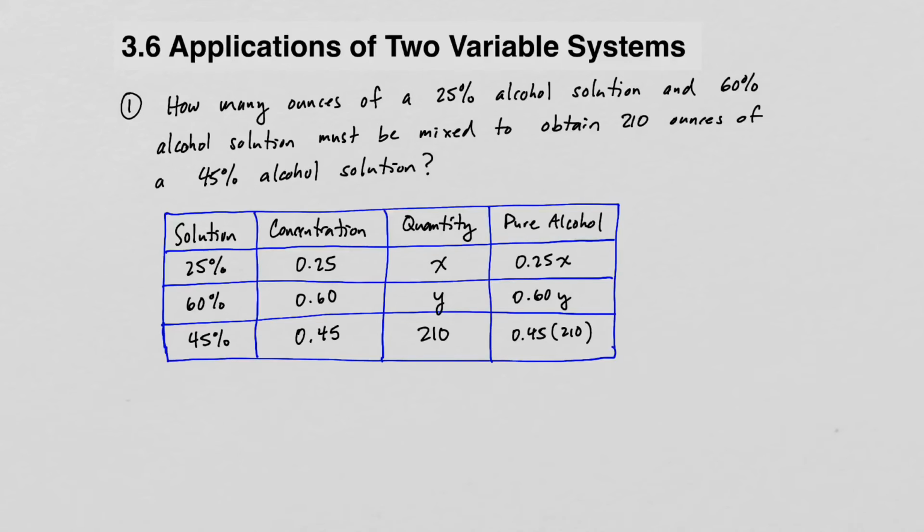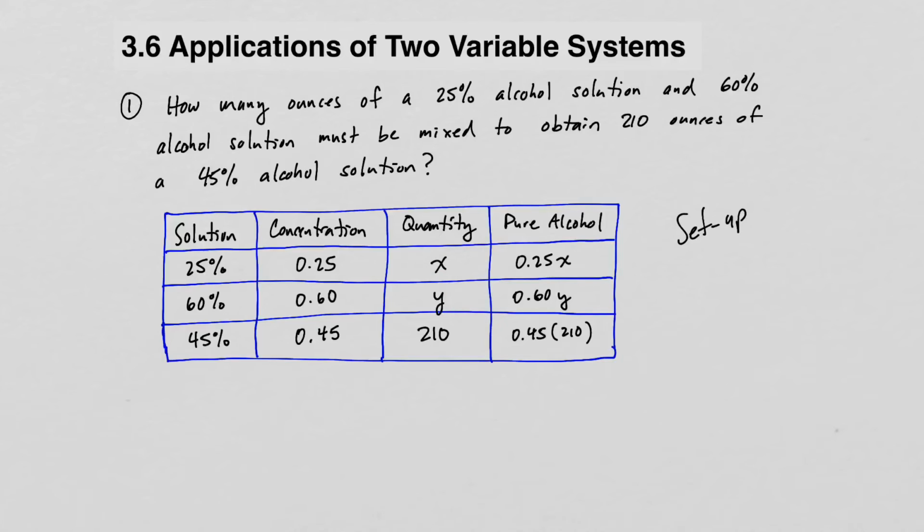Now, this is just the initial setup of the problem. We haven't actually done anything yet mathematically, but we are well on our way to getting to this solution. So now, notice that we are trying to figure out how many ounces of each to mix. So ultimately, we want to know the solution for X and Y. That's what we're solving for.